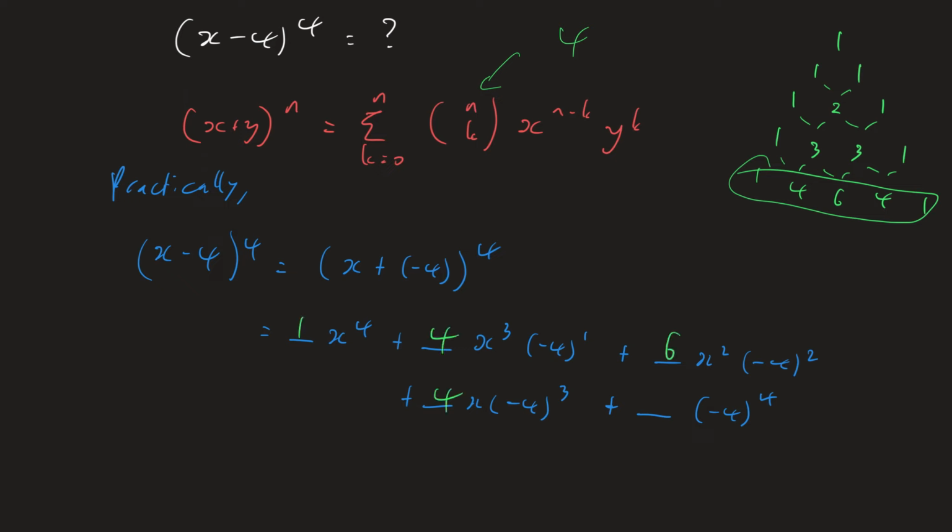Negative 4 squared is 16. 16 times 6 is 96 x squared. Negative 4 to the power of 3 is negative 64, times 4 gives us negative 256 x, and negative 4 to the power of 4 gives us 256. And this is indeed our original polynomial.